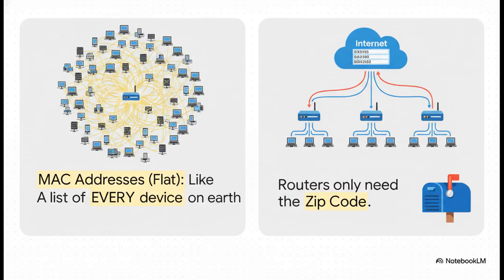Well, the answer comes down to one word: hierarchy. A MAC address is flat. It's like a person's name. It's unique, but it tells you nothing about where they are. Imagine if the internet worked that way. Every single router would need a global phone book with billions of entries just to find anything. It would completely collapse. IP addresses, on the other hand, are smart. They're hierarchical, just like a real mailing address. A router in another country doesn't need to know your specific house number. It just needs to know how to get the mail to your zip code. It's way, way more efficient.